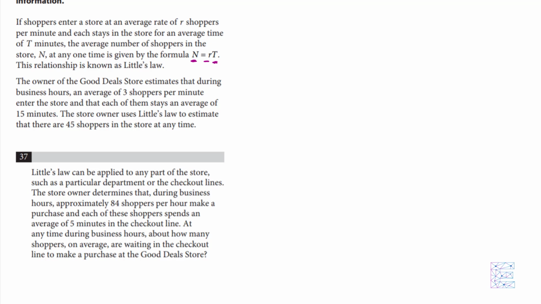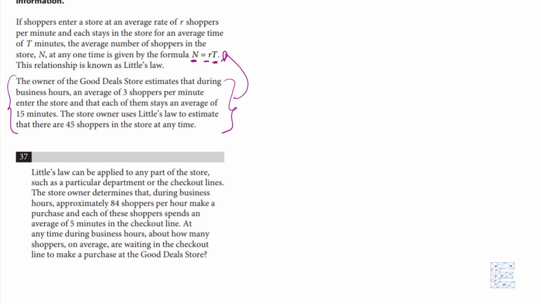The owner of Good Deal store estimates that during business hours an average of 3 shoppers per minute enter the store, and that each of them stays an average of 15 minutes. The store owner uses Little's Law to estimate that there are 45 shoppers in the store at any time. So this part right here is really just trying to explain how to use this equation.